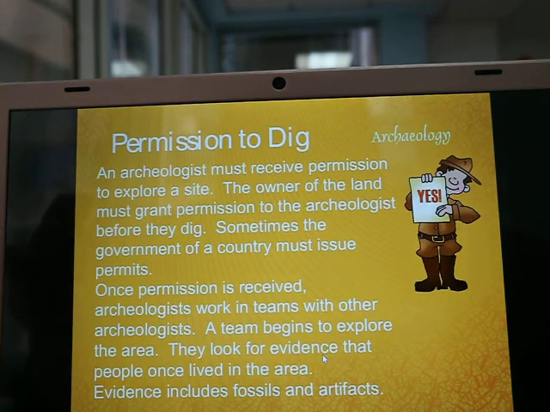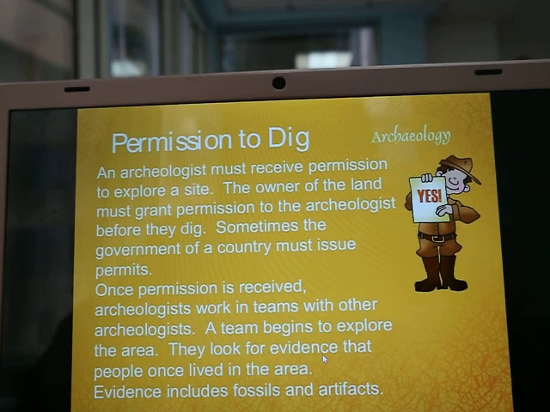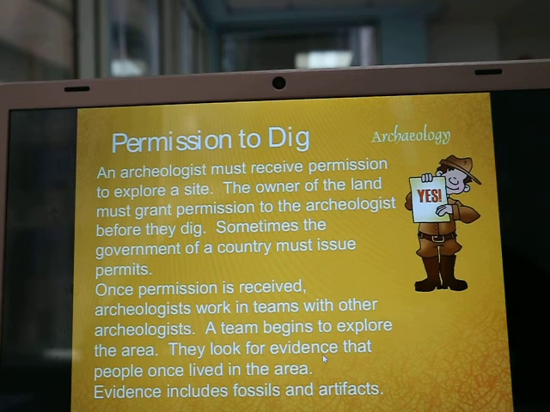Archaeologists must always have permission to dig. An archaeologist must receive permission to explore a site. Usually, when the site is owned by the government, they should ask for permission or permits before they start digging. And if it is private property, they should first ask for the permit of the owner.